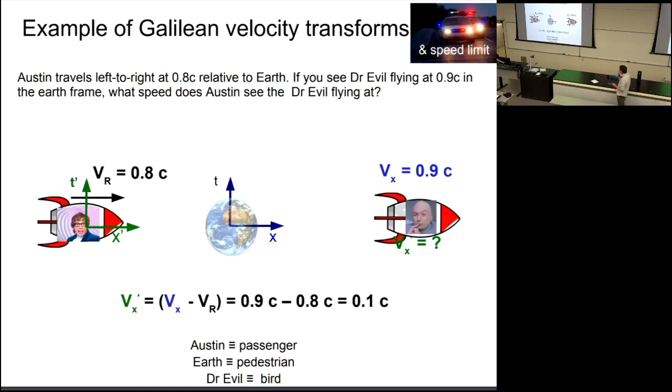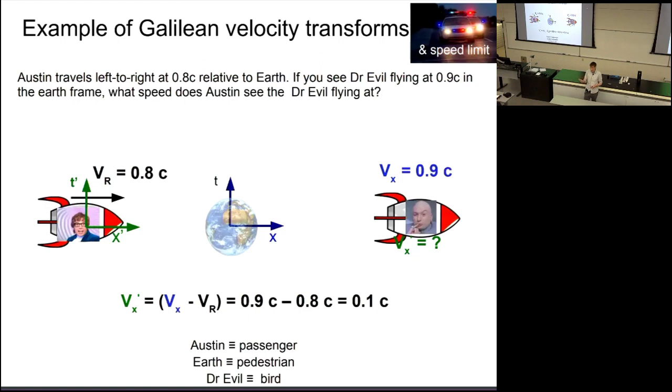So in this particular problem, what are we told? Austin Powers is traveling left to right at 80% of the speed of light relative to the Earth reference frame. Here's Austin. Dr. Evil is traveling left to right at 90% of the speed of light with respect to the Earth reference frame. Here's Dr. Evil. What speed does Austin see Dr. Evil moving at? Okay, this is just like the pedestrian reference frame, truck reference frame, and birdie example.